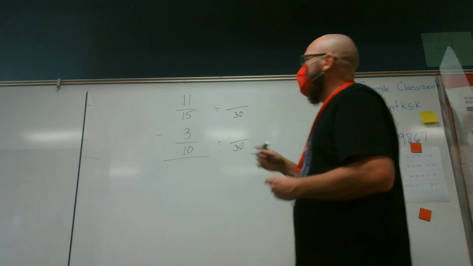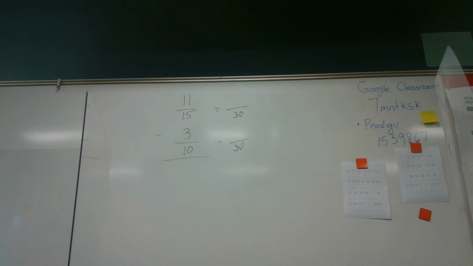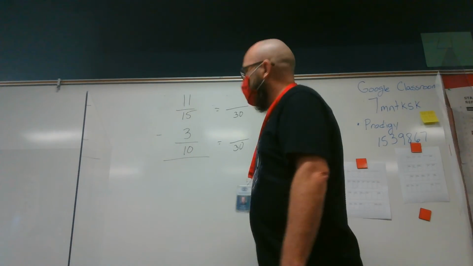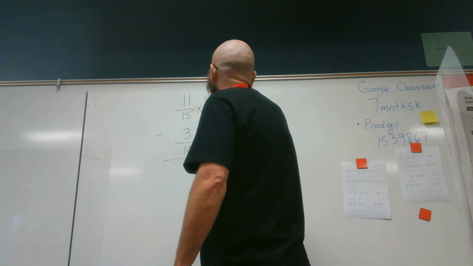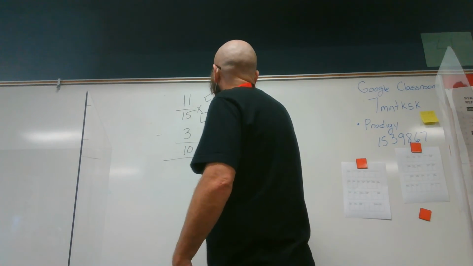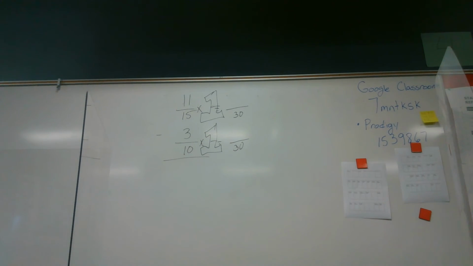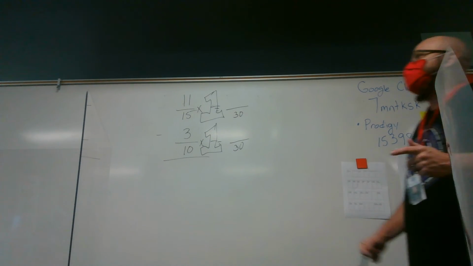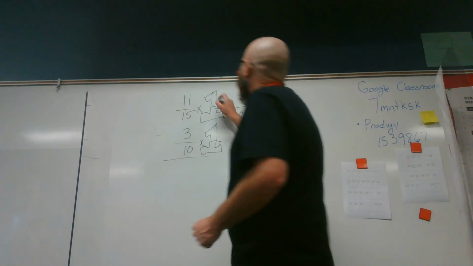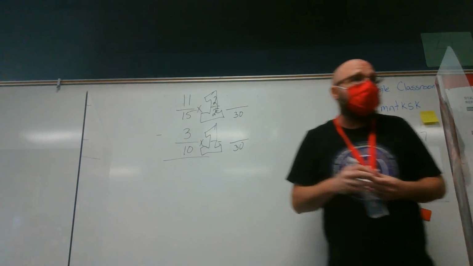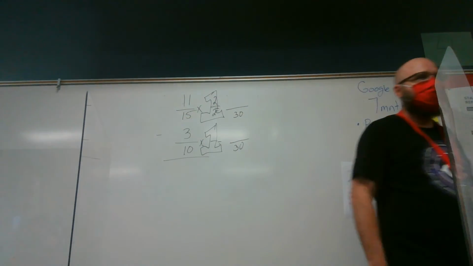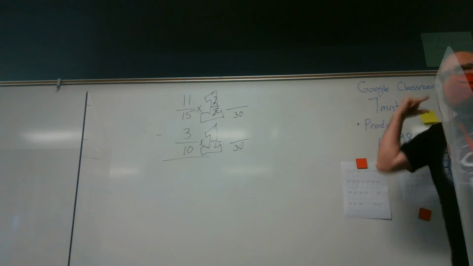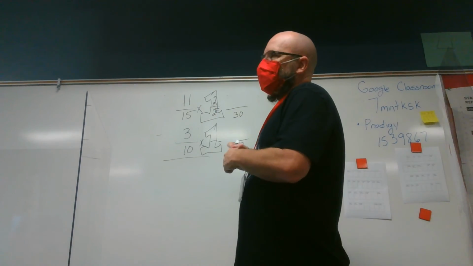I can make these both have a denominator of 30. Cannot change the value. Well, that means I have to multiply by a fraction that equals 1. So I ask myself, 15 times what equals 30? 2. Then I need to use 2 over 2. And multiplying fractions, I told you it was easier. You just multiply straight across. That's it when we multiply fractions. 11 times 2 is?